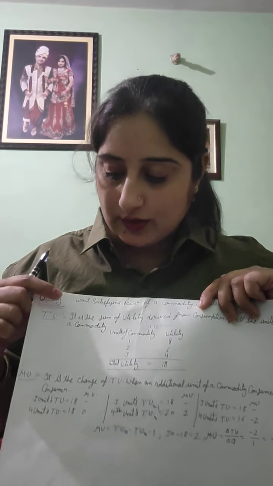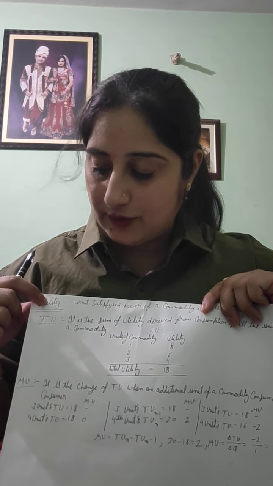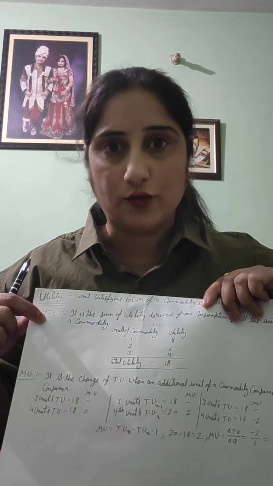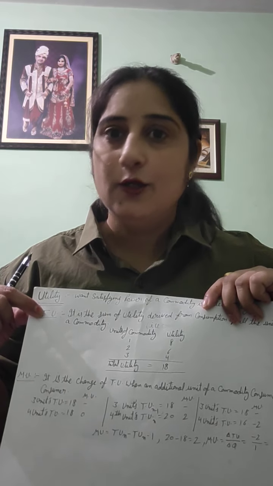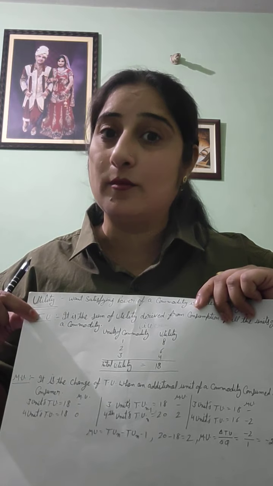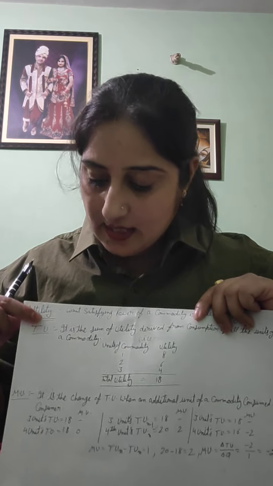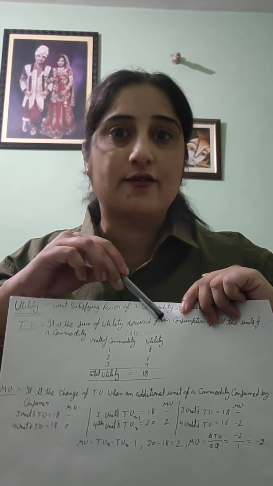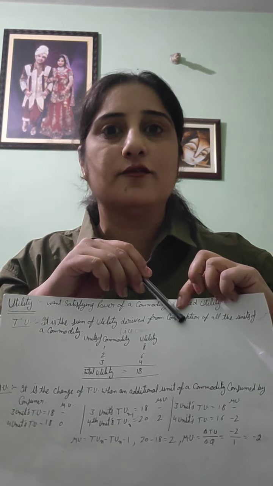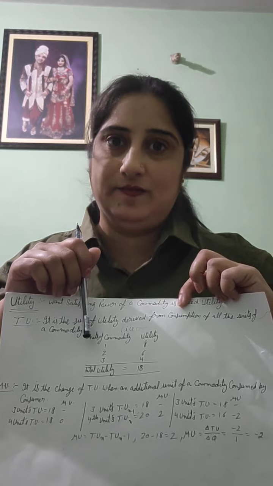Okay, students, we understand utility in two forms: total utility and marginal utility. What is total utility? Total utility is the sum of utility. It is the sum of utility derived from all the units of a commodity which are consumed by the consumer.